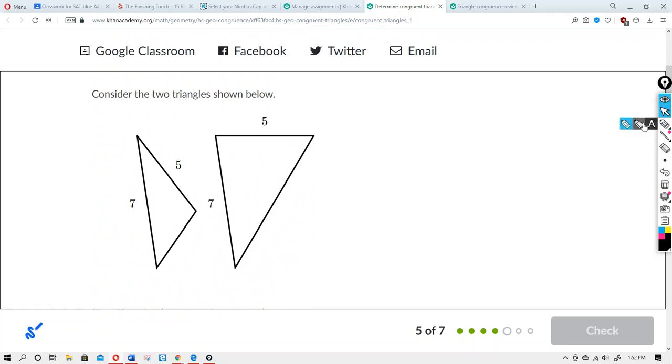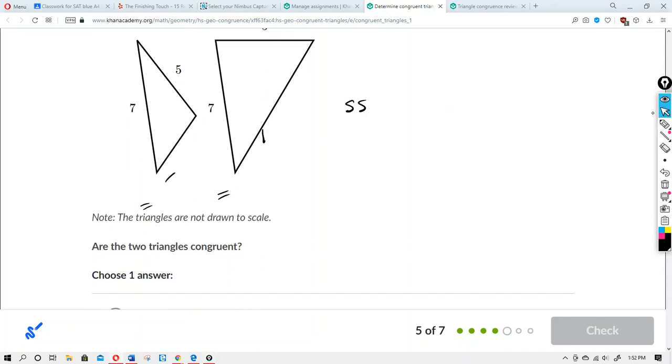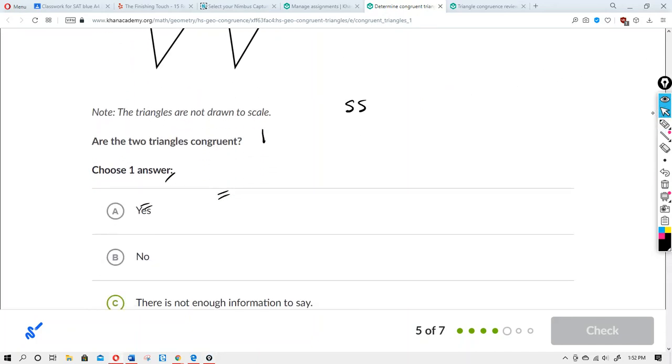Here we have two sides that match. The 5 matches the 5, and the 7 matches the 7. So we have side, side, but that's it. We don't have any angles. So we can't prove that they're congruent. We can't prove that they're not congruent. This one is not enough information.